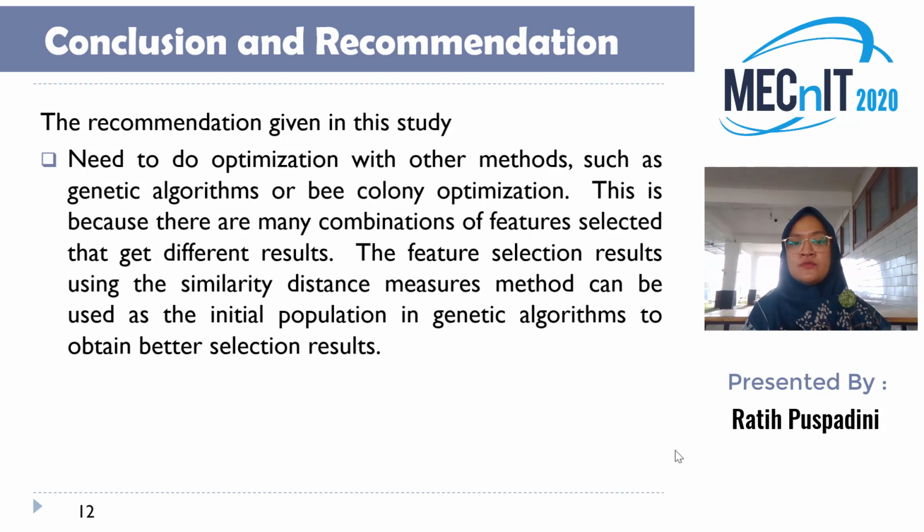The recommendation given in this study is to do optimization with other methods such as genetic algorithms or bee colony optimization. This is because there are many combinations of selected features that get different results. The feature selection results using the similarity distance measures method can be used as the initial population in genetic algorithms to obtain better selection results.